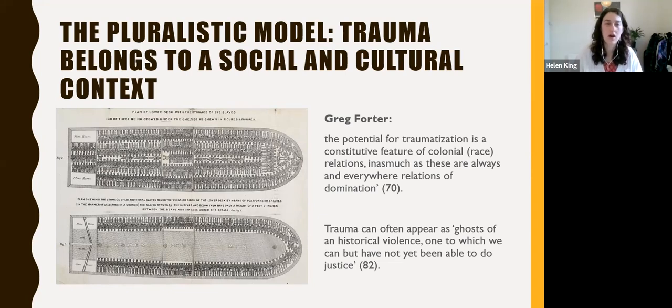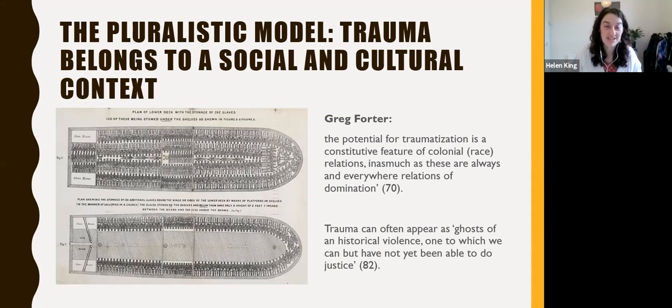And rather than focusing on its unrepresentable or its unspeakable qualities, fiction about this sort of psychosocial post-colonial trauma often uses literary representation as a call for justice. He says here that trauma can often appear as ghosts of an historical violence, one to which we can but have not yet been able to do justice. So the representation of this kind of trauma is not just to show trauma and say, look, this is unspeakable, language is disrupted by this traumatic event, but rather this sort of writing can call for justice in the present.